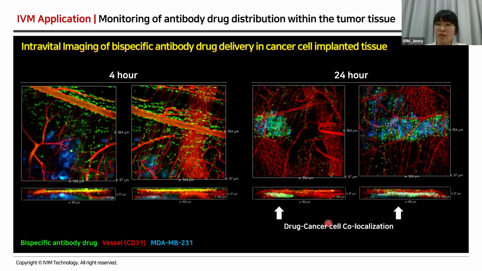This real-time in vivo imaging technique demonstrates itself as a highly useful tool for quantitatively and spatially evaluating the pharmacokinetics and target specificity of antibody therapeutics.